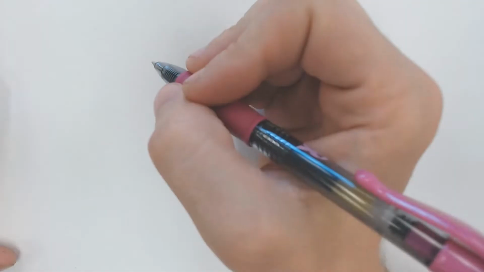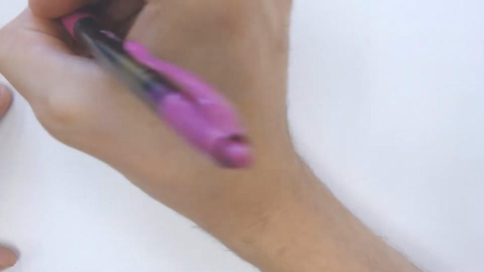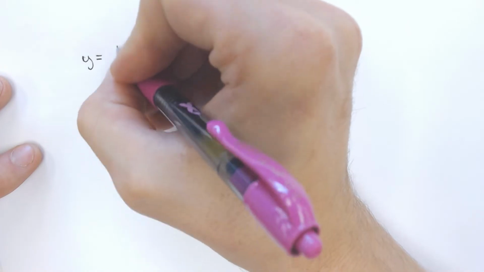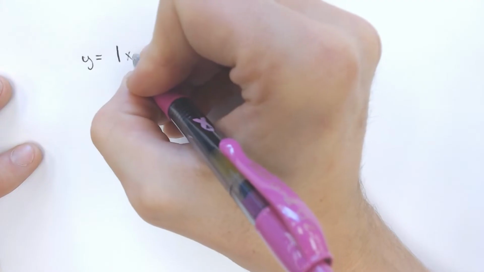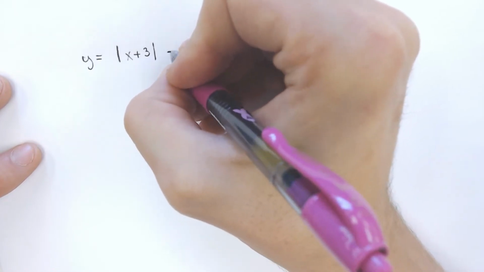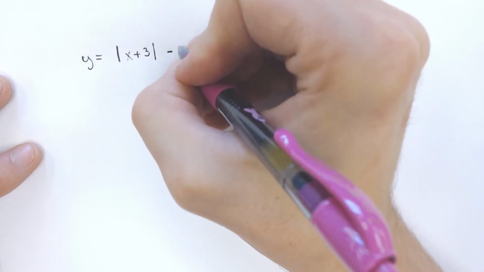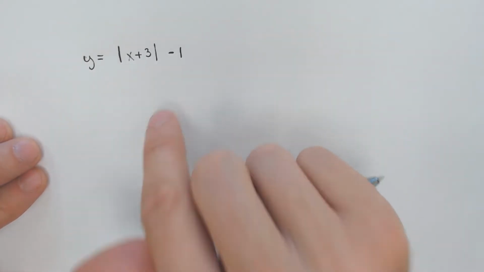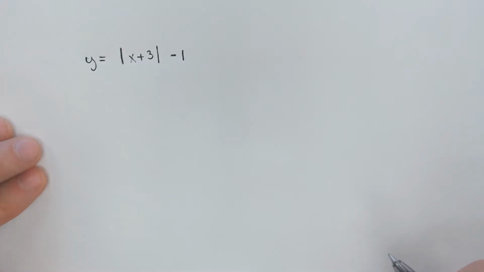Let's get into it. So, an absolute value equation would have an equal sign, y equals, and typically you just have the absolute value of something like x plus 3, and then maybe let's go with a minus 1. Okay? Now, if you have to graph that, it is in typically this format, where maybe you have a number in front, but we'll deal with that in a minute.